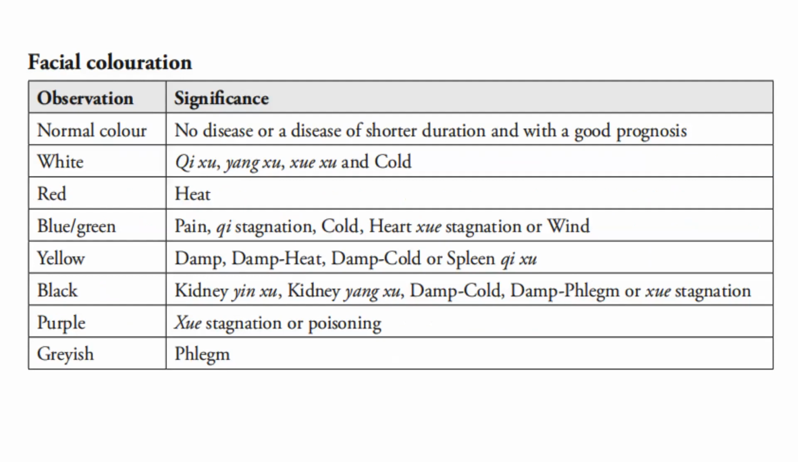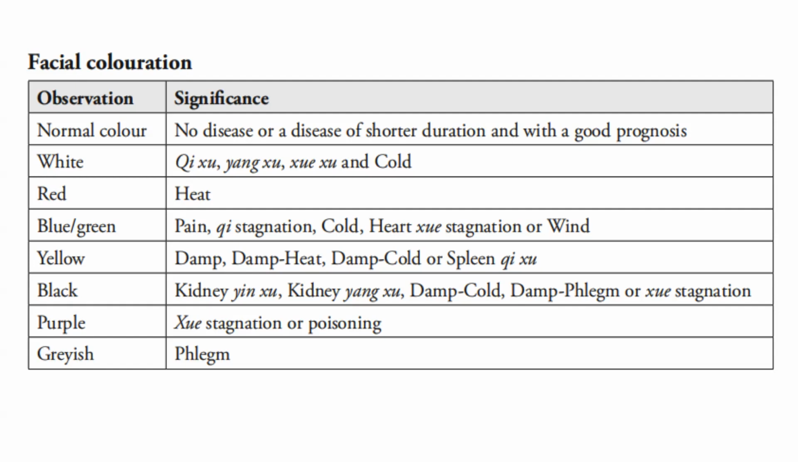Here we have a table showing the different facial colorations and their significance. If the facial coloration is normal, then there is no disease, or a disease of shorter duration and with good prognosis. If the facial coloration is white, there is chi deficiency, yang deficiency, blood deficiency, and cold. If the facial coloration is red, it indicates heat. If the facial complexion is blue or green, it indicates pain, chi stagnation, cold, heart blood stagnation, or wind.